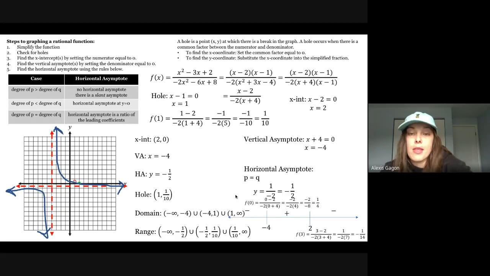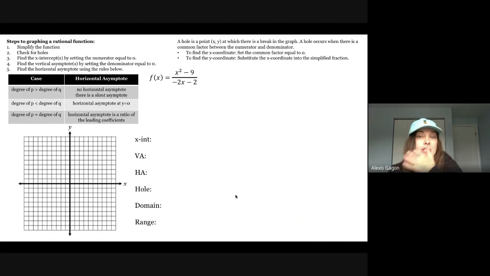Okay, let's do this one. So x squared minus 9 over negative 2x minus 2. Always, always factor it first. So that top factors, that's the difference of squares. It factors to x minus 3 and x plus 3. The bottom I can pull out a negative 2, and I'm just left with x plus 1. Now here there's no hole because nothing cancels, so there's just no holes.